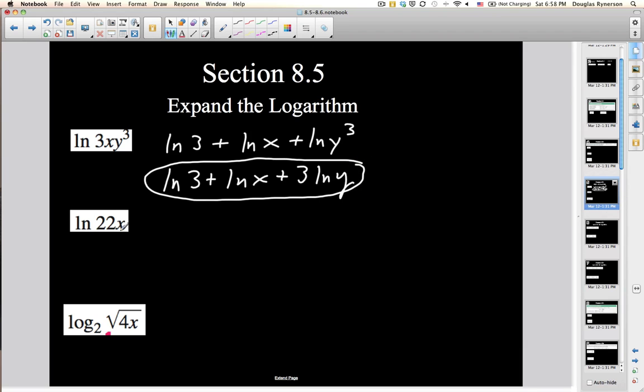Okay, this is very simple. It's just two items, 22 times x. I'll have natural log of 22 plus the natural log of x. And that's all there is to that one.